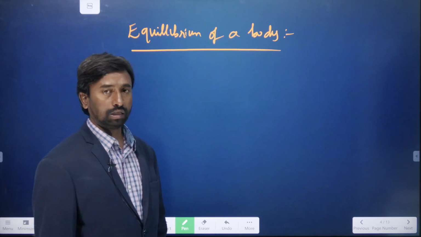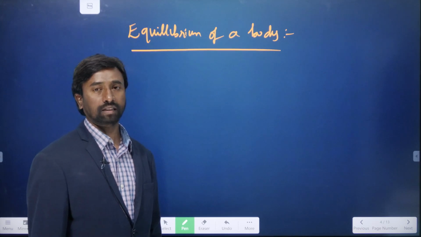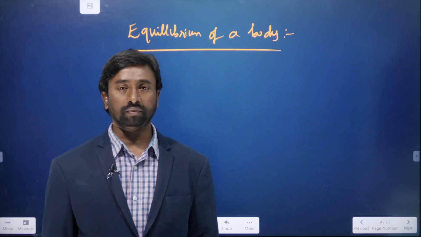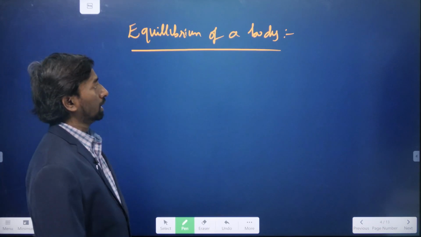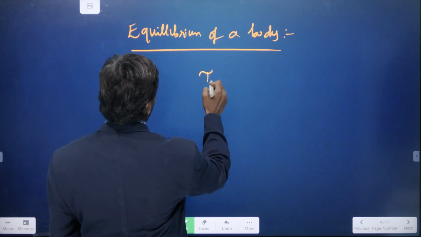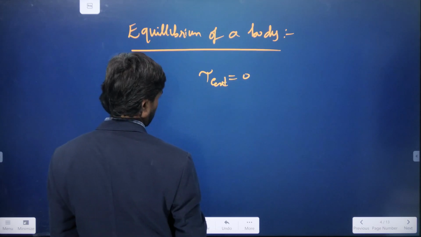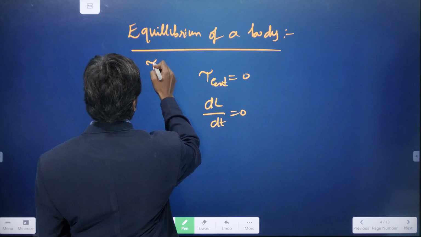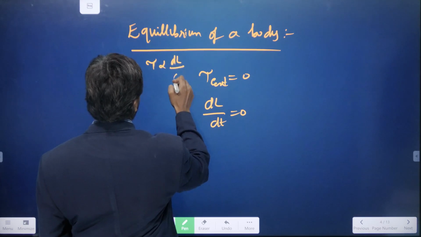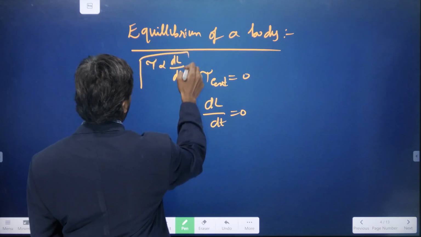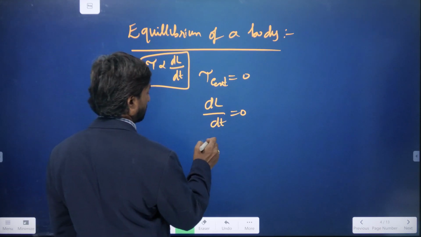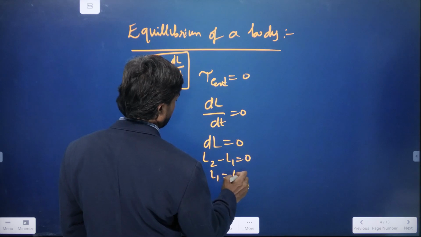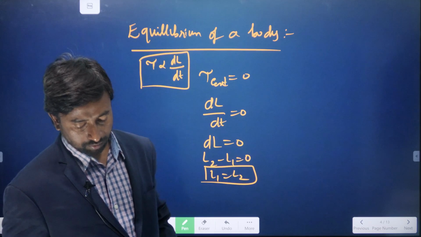See here, in rotational mechanics, equilibrium is nothing but the angular momentum being constant when there is no external torque acting. So the angular momentum remains constant, before and after the action. Then the body is said to be in the equilibrium position. Here, if tau external is equal to 0, then dL by dt also becomes 0. From Newton's second law, tau is directly proportional to the rate of change of angular momentum, which is proportional to the external torque acting on the body. So dL by dt is equal to 0, so dL is 0. That means L2 minus L1 is equal to 0. Now L1 is equal to L2.